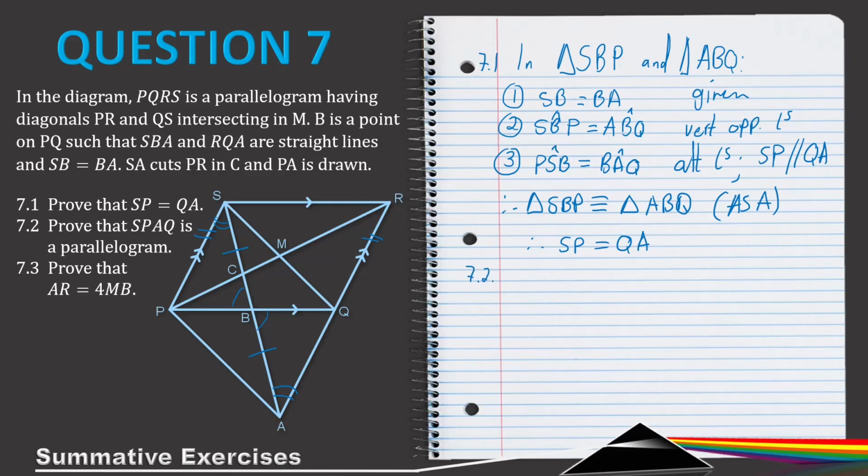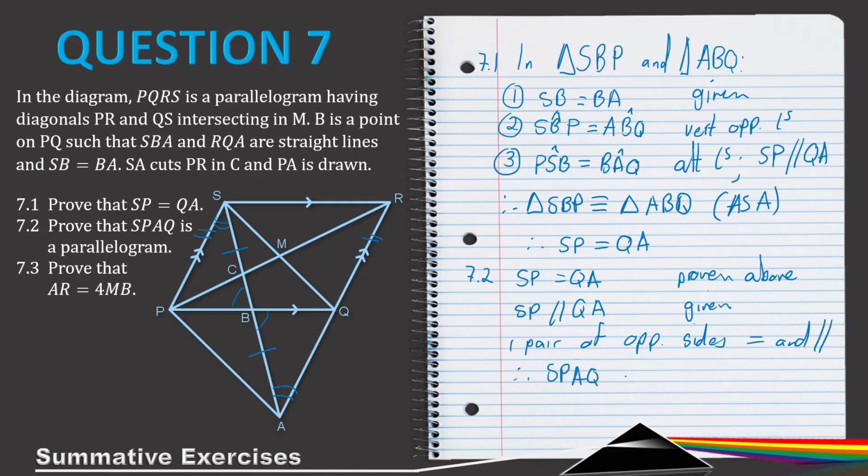So for 7.2, we're going to say that SP equals QA, and state that it was proven above. Then we know that SP is parallel to QA. That is basically given, because it's given that this is a straight line, and it's also given that that and that are parallel. Then we can state one pair of opposite sides equal and parallel, and therefore SPAQ is a parallelogram. Okay, done.